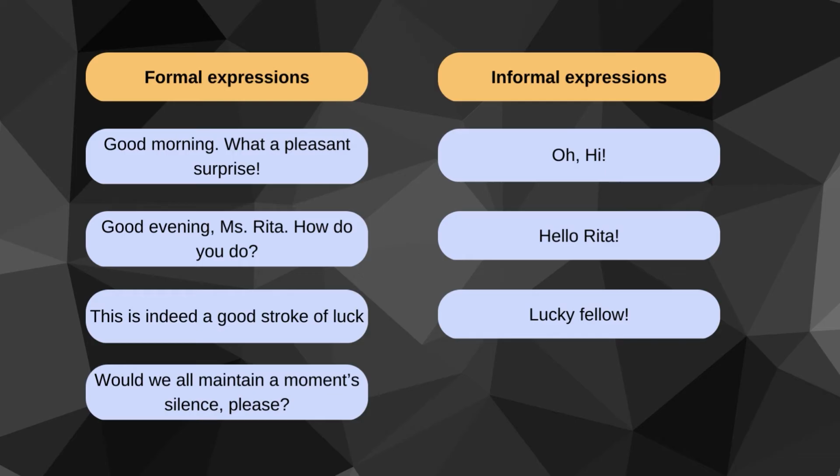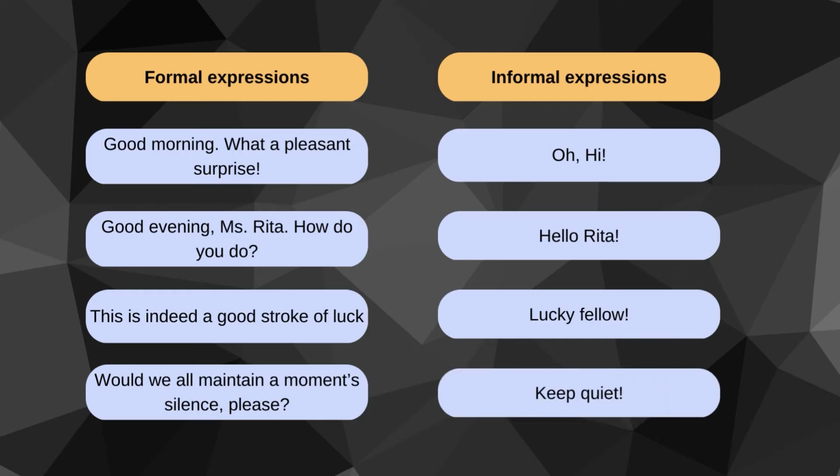Would we all maintain a moment's silence, please? This usually happens when there is a talk going on, right? And the informal expression: keep quiet, right? Let's say when our friend in a restaurant is talking too much, what we say is, just keep quiet, right? So this is the informal expression that we use. These are some of the formal and informal expressions that we use on a daily basis.